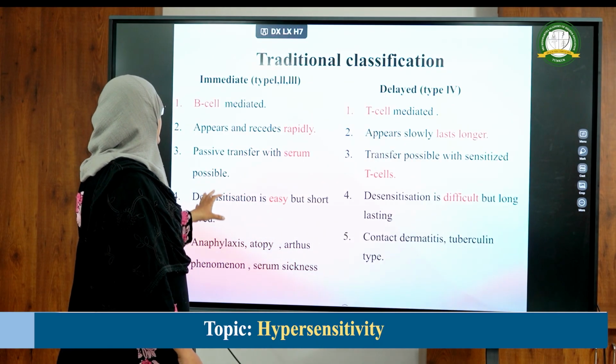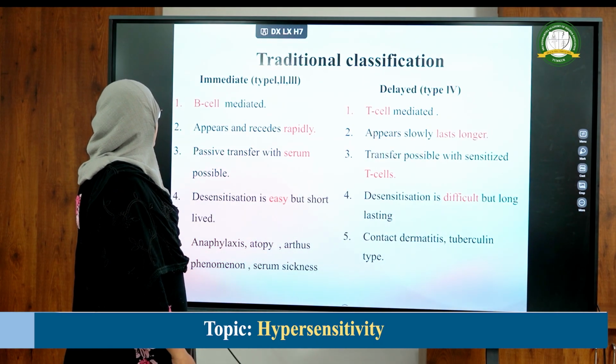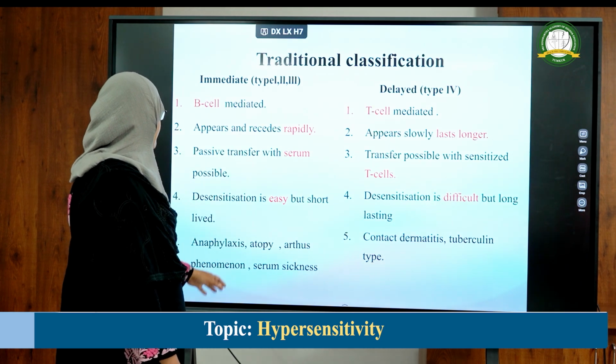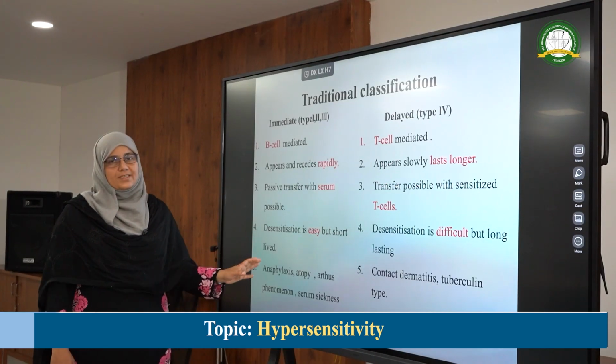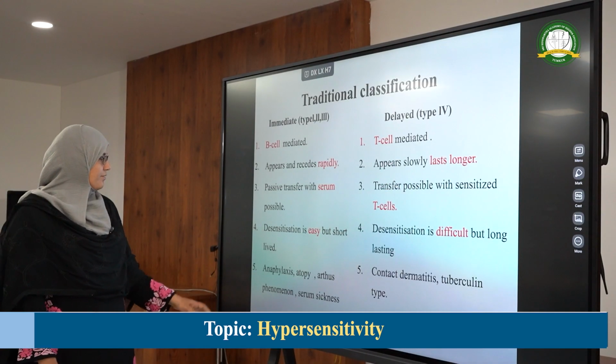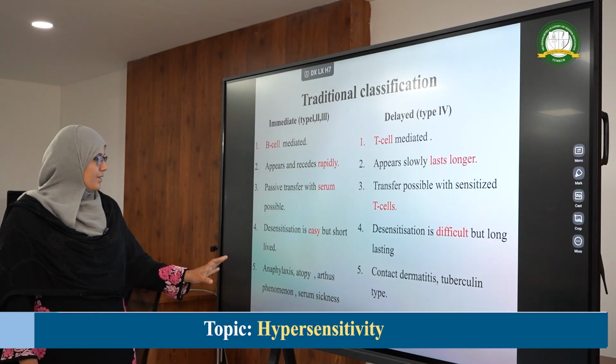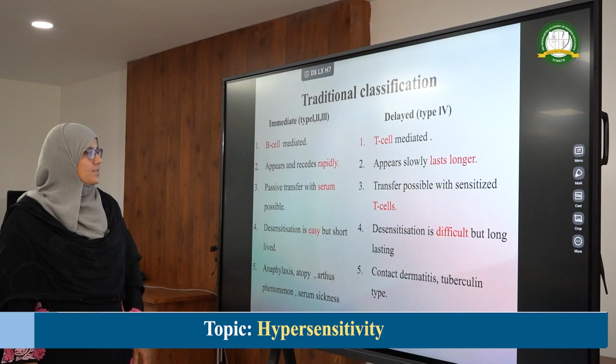The immediate type is basically B cell mediated. It appears and recedes rapidly. Passive transfer with serum is possible. Desensitization is easy, but it is short-lived. Examples for this are anaphylaxis, atopy, Arthus phenomenon, serum sickness.